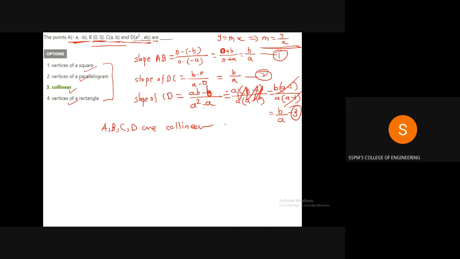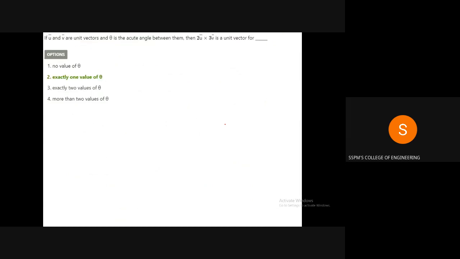Next question now. If u bar and v bar are unit vectors, what are unit vectors? Unit vectors means their length, or we call it norm, is equal to 1. When the length is equal to 1, we call them unit vectors. And theta is the acute angle between them. Then 2 u bar cross 3 v bar is a unit vector for what value? That is asked here.